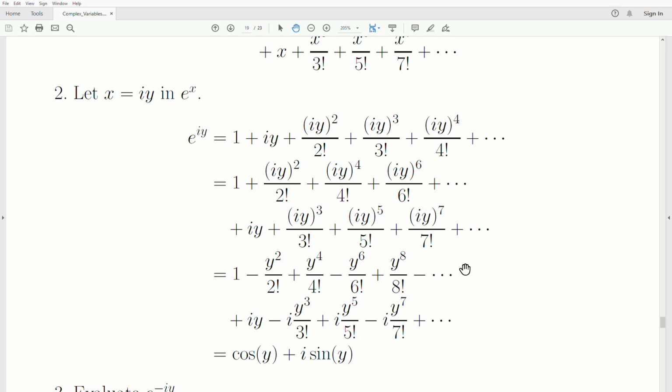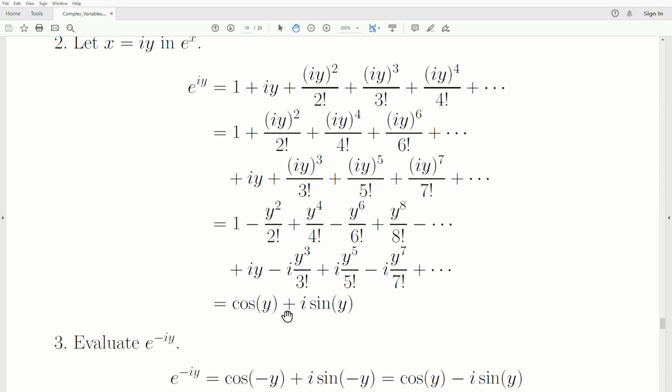But the top expression is an expression for the Taylor expansion of cosine. So this is exactly the cosine of y. Now, if we factor out an i in these terms, then what's left is the Taylor expansion of sine of y. So e to the iy is cosine of y plus i sine of y. So it's a complex number.